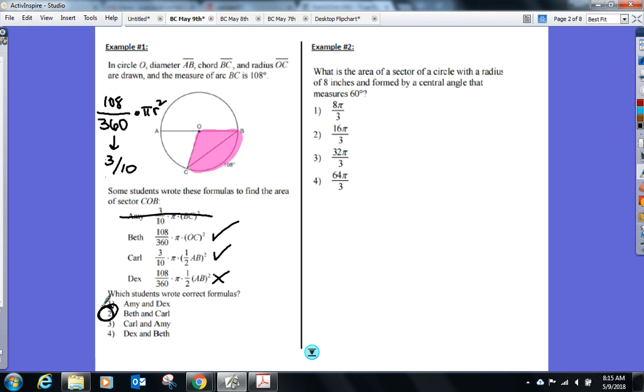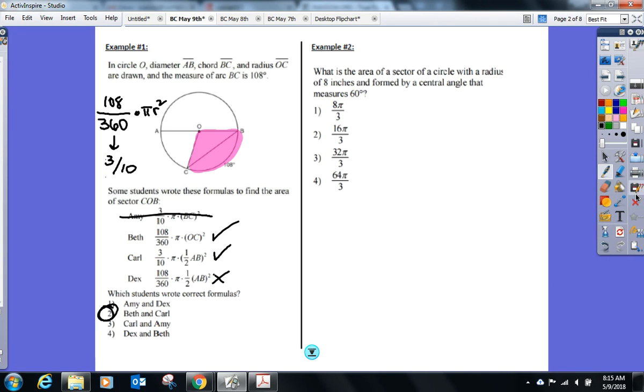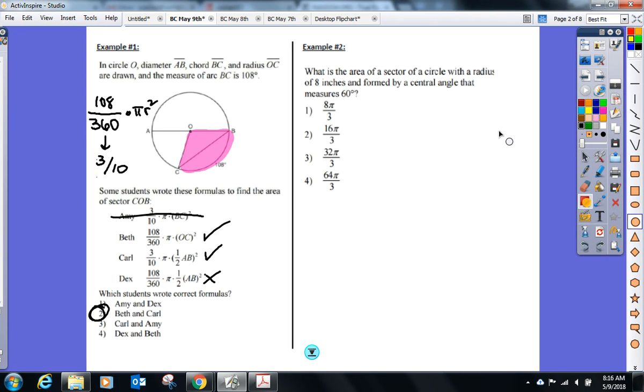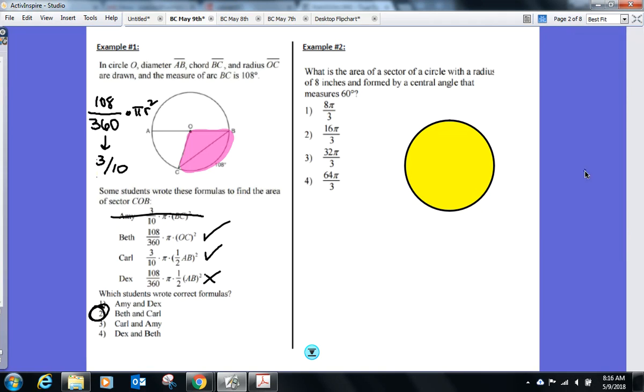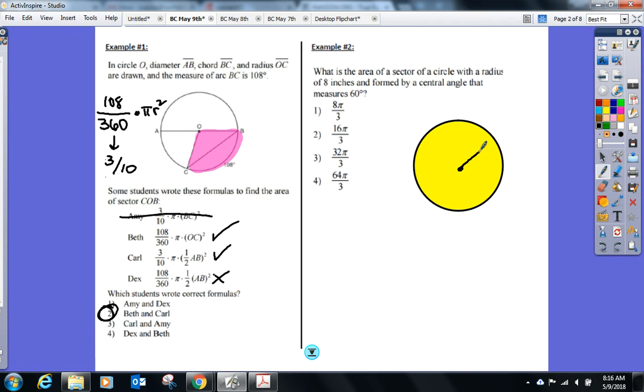See if you can do number 2 on your own. Basic sector problem now. Central angle 60. What's the area of the sector? If you need to draw it out, go right ahead. Radius of 6 inches. Looks like you're going to leave your answer in terms of pi.